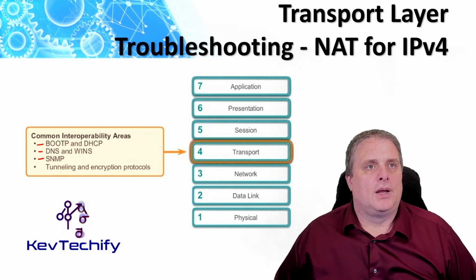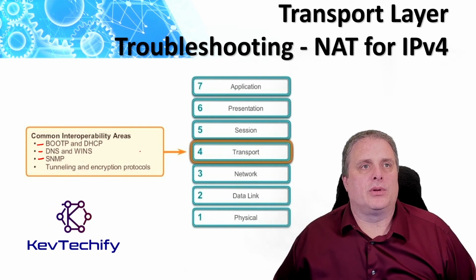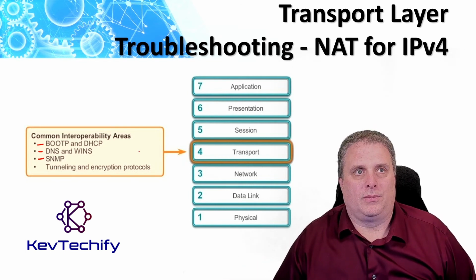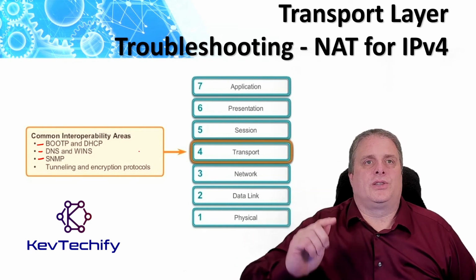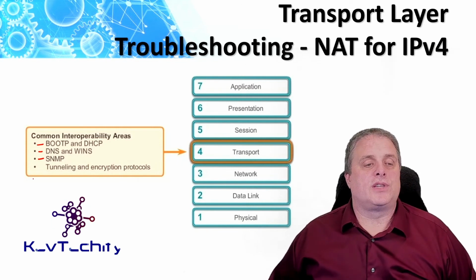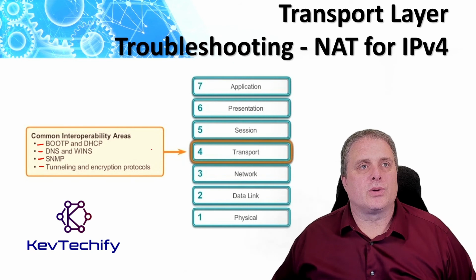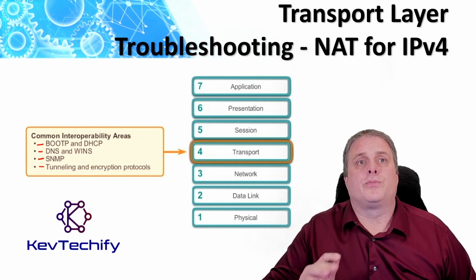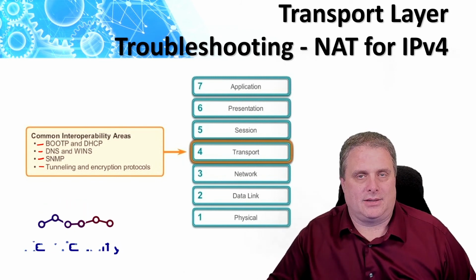SNMP. An SNMP management station on one side of the NAT router may not be able to contact SNMP agents on the other side of the NAT router. Configure the IP version 4 helper feature that can also help this problem. And finally, we have tunneling and encryption protocols. And these often require that traffic be sourced from a specific UDP or TCP port, or use a protocol at the transport layer that cannot be processed by NAT.